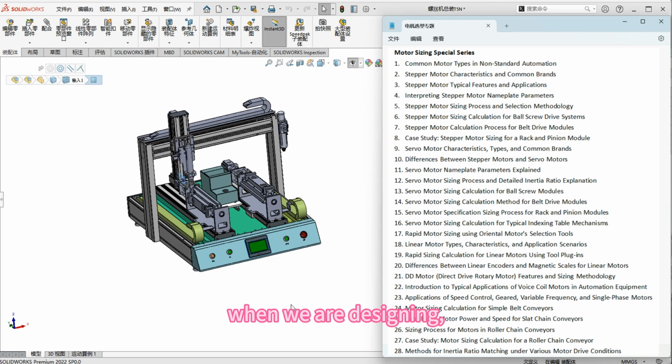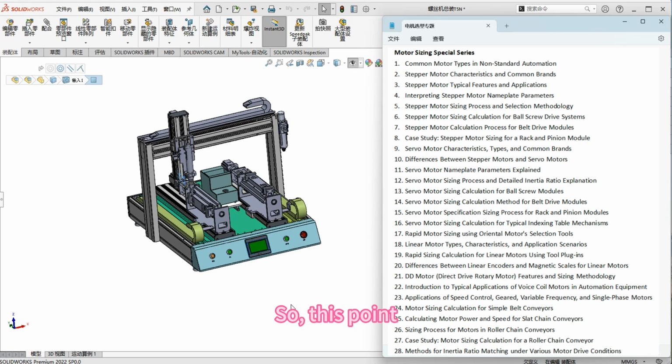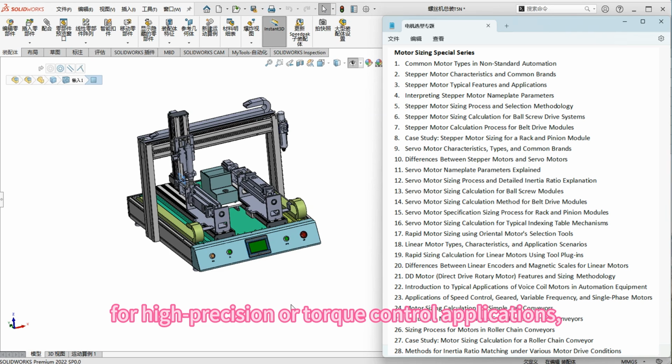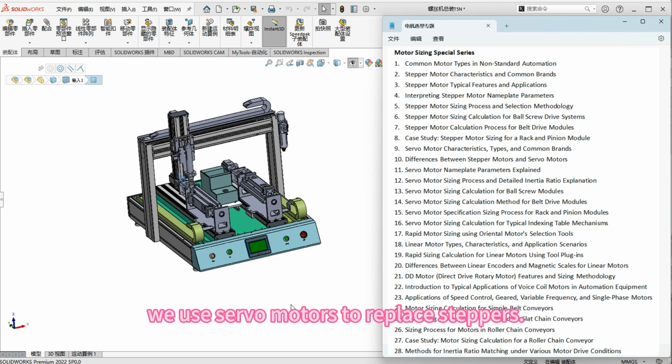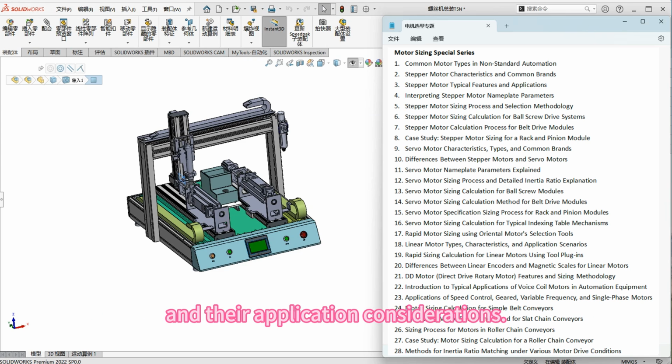However, when we are designing, we should avoid high-speed operation or starting, as it can cause lost steps or overshoot. So, this point also needs attention. Generally, for high precision or torque control applications, we use servo motors to replace steppers. So, these are the typical characteristics of stepper motors and their application considerations. Well then, I have provided a summary for you here. You later during your studies, please note this down in your notebooks. And during our design process, focus on analyzing these points to choose the appropriate motor type.